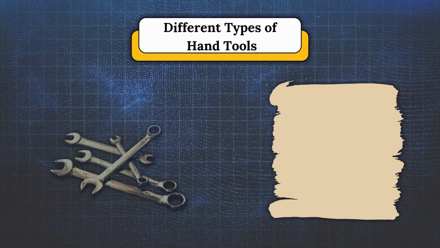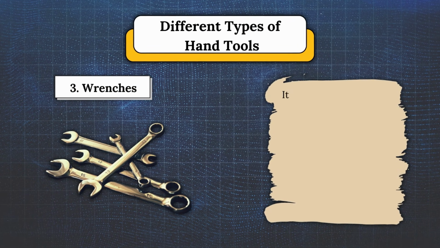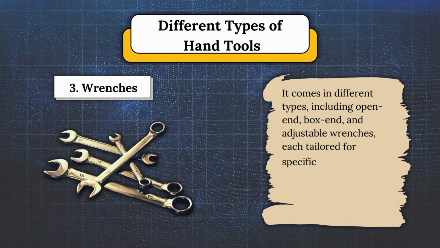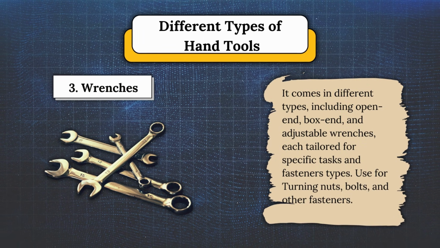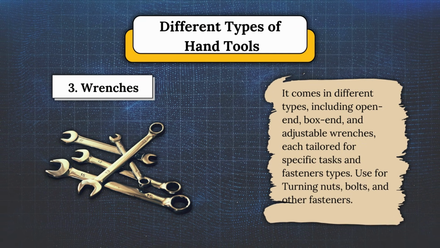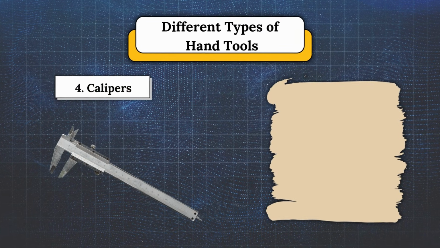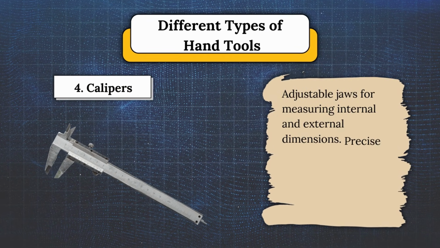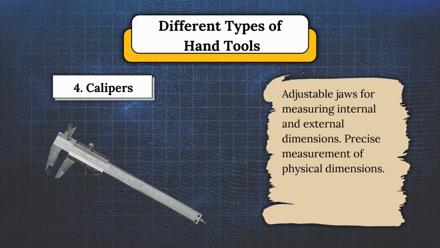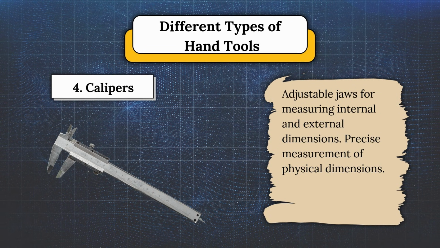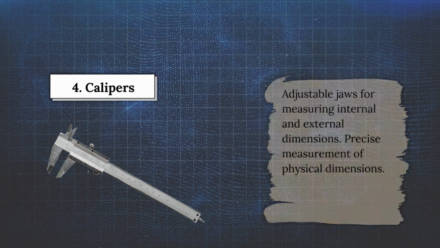Number 3, wrenches. They come in different types, including open end, box end, and adjustable wrenches, each tailored for specific tasks and fastener types. They are used for turning nuts, bolts, and other fasteners. Number 4, calipers. Adjustable jaws for measuring internal and external dimensions. Precise measurement of physical dimensions.